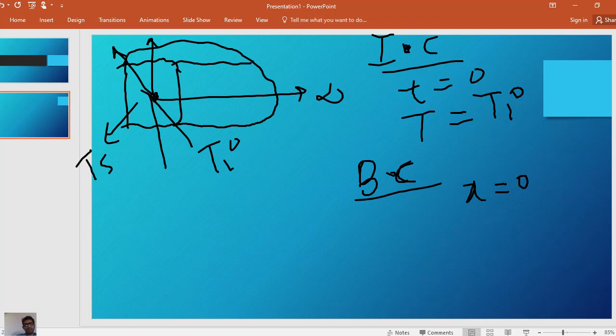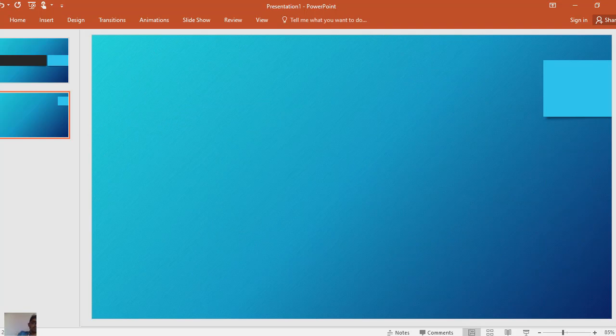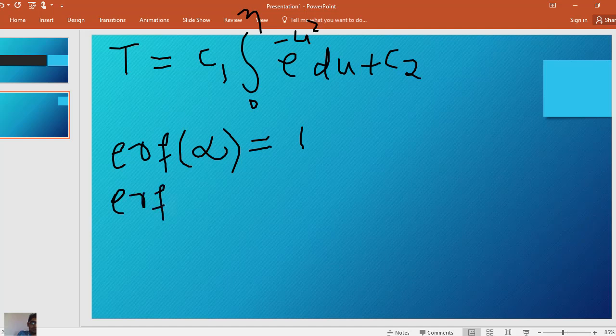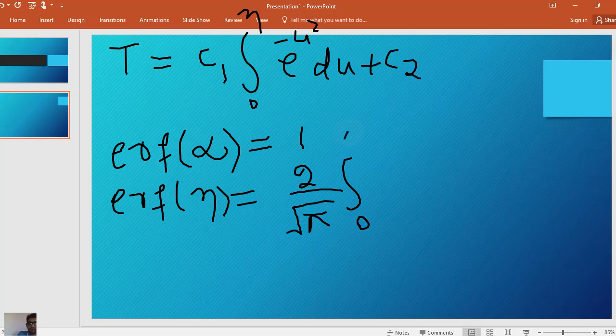Now come to the main equation, which is temperature is equal to C1 integral from 0 to some similarity variable of e to the power minus u square du, plus C2. Now we know from the property of the error function that the error function of infinity is equal to 1. The error function of the similarity variable is equal to 2 divided by root pi, integral from 0 to the similarity variable of e to the power minus u square du. This constant goes with the error function.